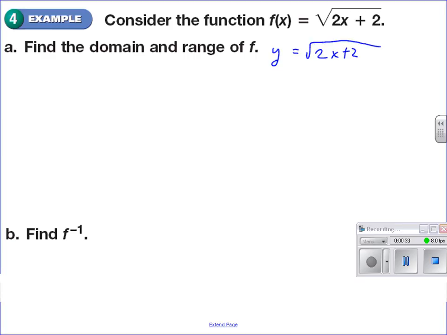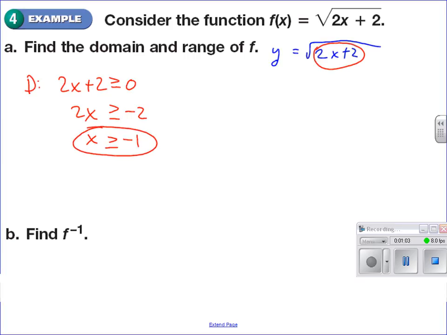So now, if I want to find the domain and range, well, we did this yesterday with the square root function. Hopefully this makes some sense now. For the domain, I've got to say this stuff has to be greater than 0. So for the domain, 2x plus 2 is greater than or equal to 0. Subtract the 2, divide, and x is greater than or equal to negative 1.